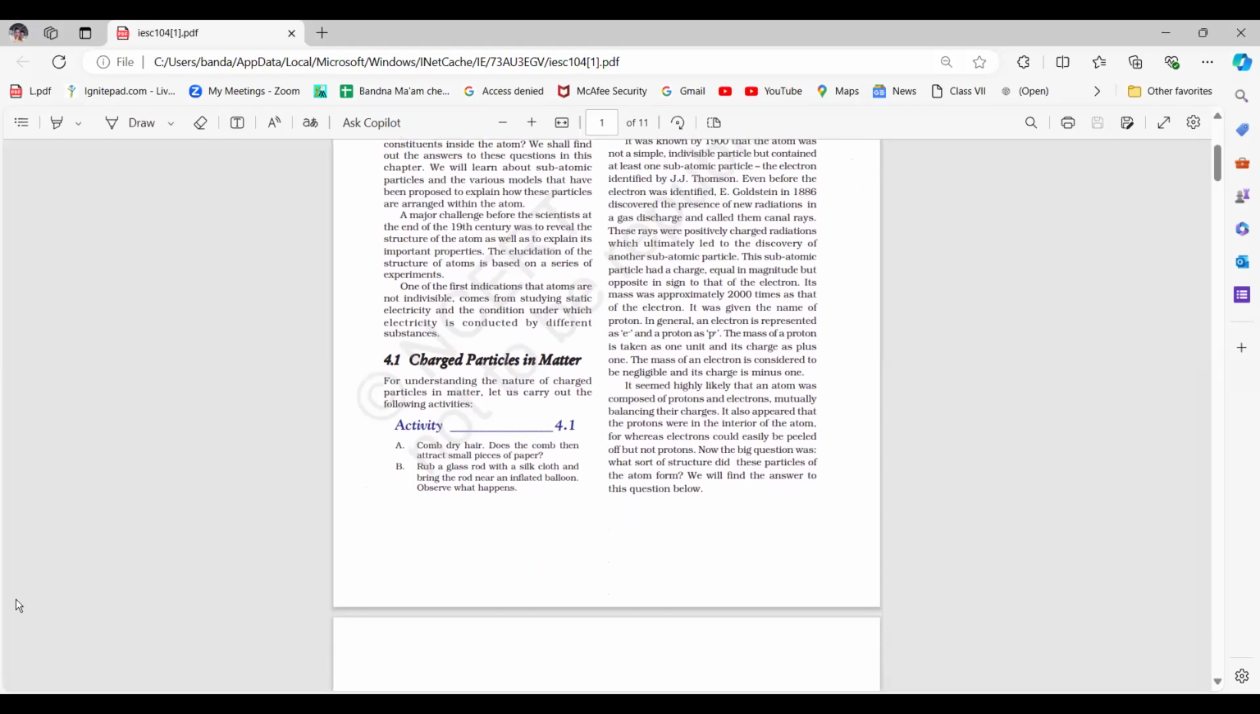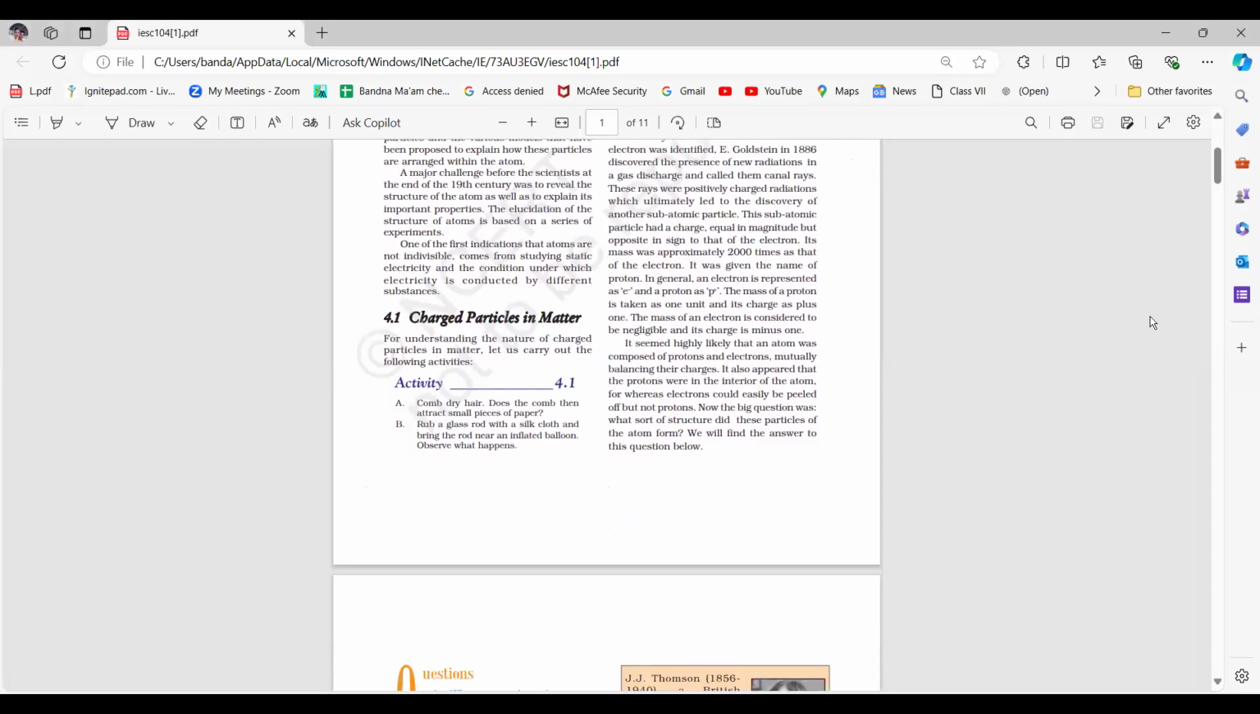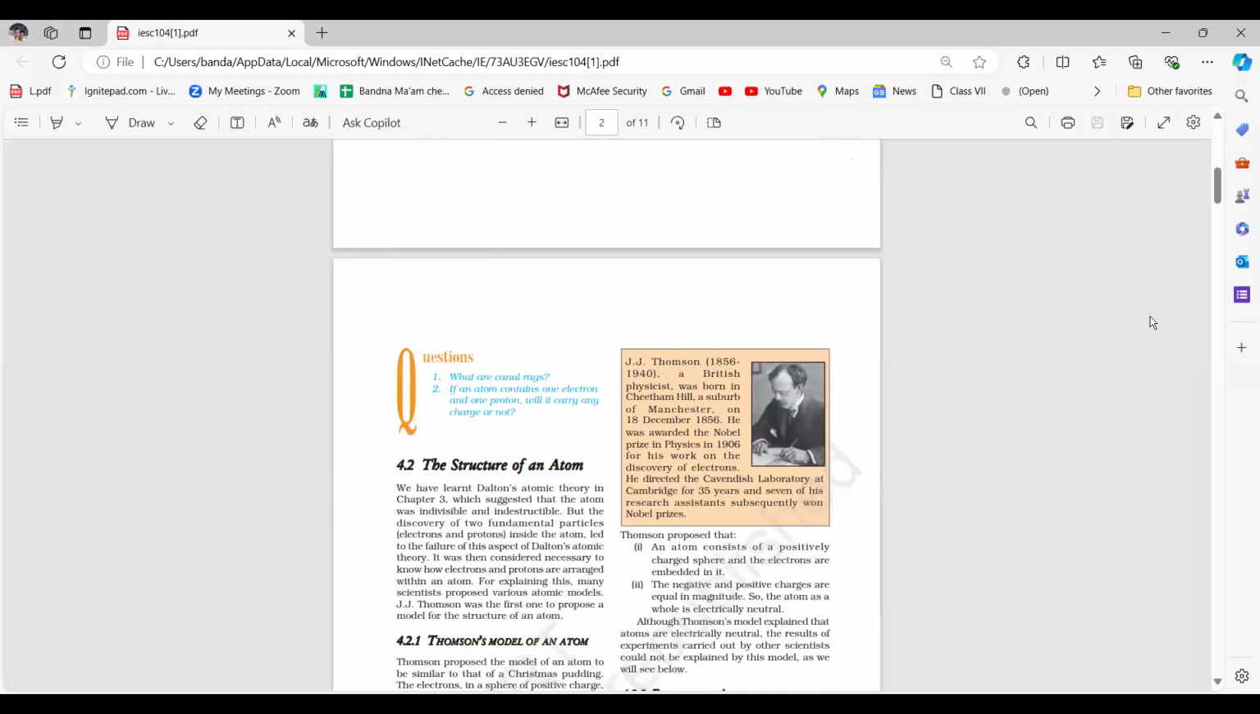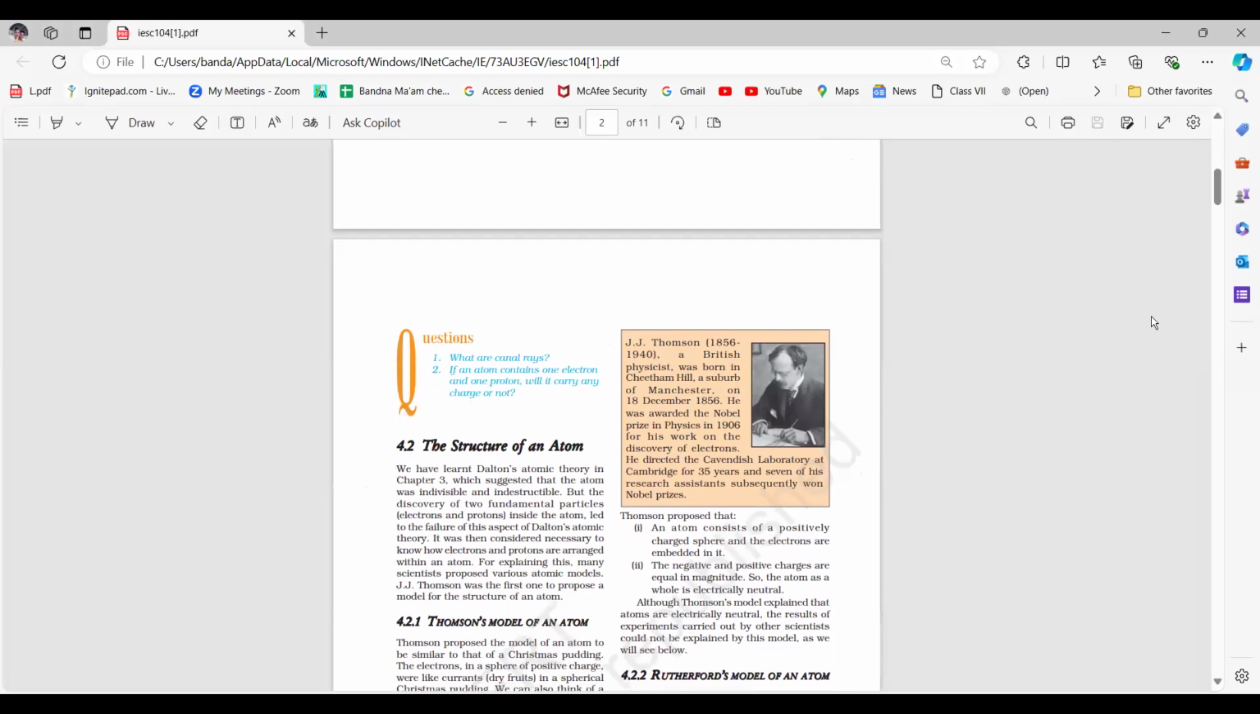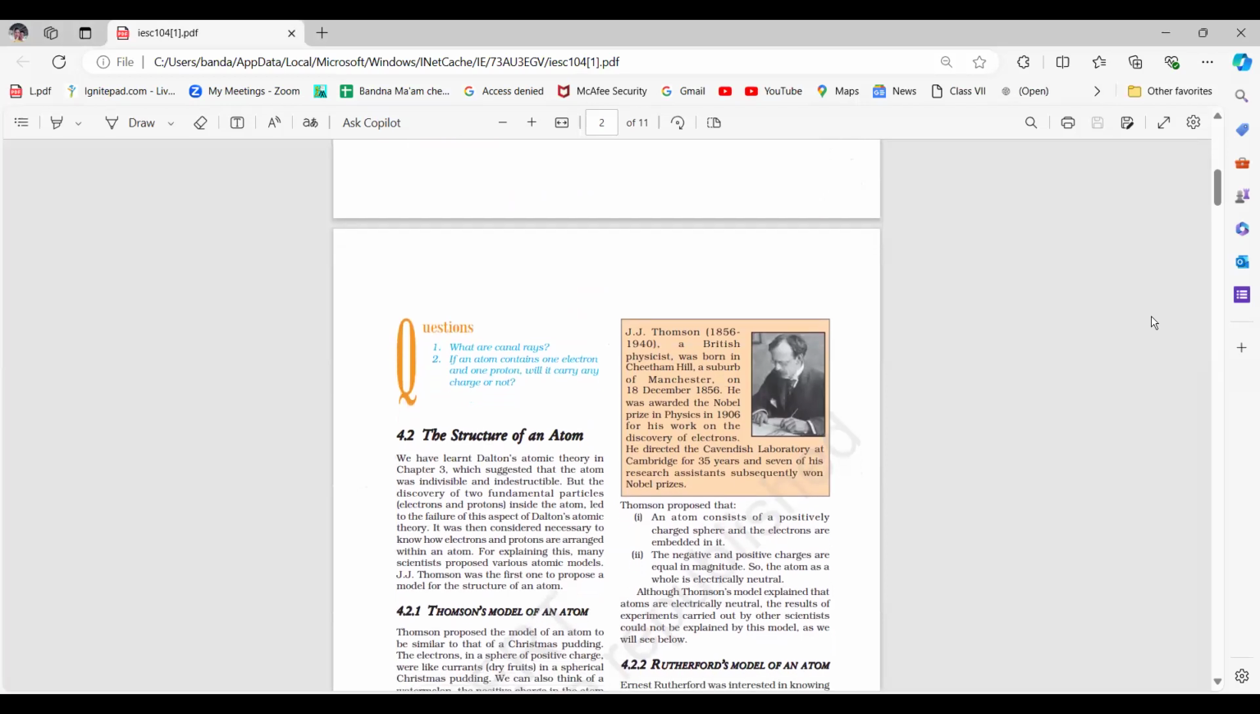Okay, dear? Fine. Electron is always represented by E, whereas proton is always represented by P, P for proton. So who discovered the electron? J.J. Thomson discovered the electron. Okay, clear?